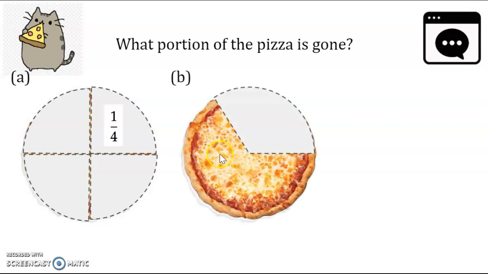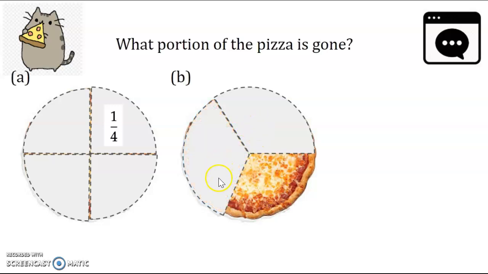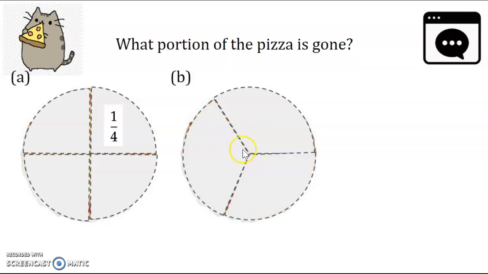How about this? What portion of the pizza is gone? What do you think? Well, if I copy the same amount and put that together, I can see that 3 of the identical amount makes up the whole pizza. So it's 1 of the 3 pieces that makes up the whole. So we say it's 1/3. Again, it's a fraction.